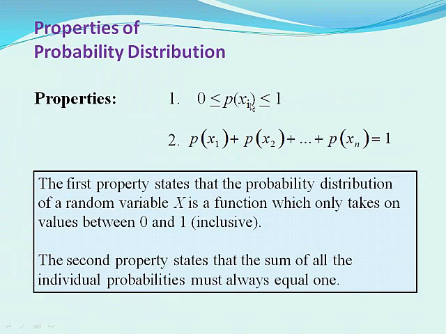Properties of probability distribution. The first property states that the probability distribution of a random variable x is a function which only takes on values between 0 and 1. So the probability of any value of x lies between 0 and 1, inclusive. The second property says that the sum of all the individual probabilities must always equal 1. So if you add all the probabilities in a probability distribution table, it should be equal to 1.